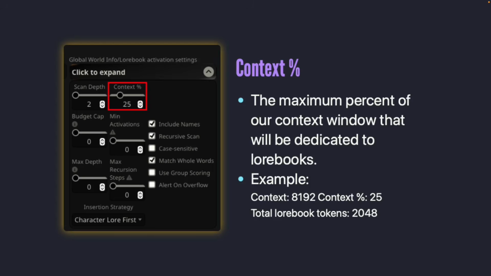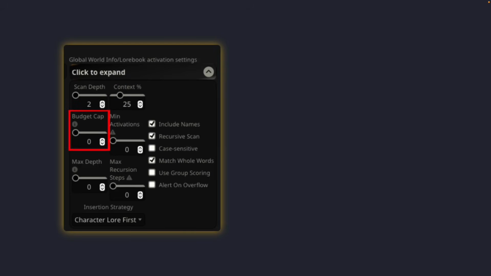And one thing that is important to know is sometimes you just don't want a lot of information. Suppose you just started a conversation and you have maybe 1,000 tokens of conversation, and then you have a huge context window and you're pushing like 8,000 tokens of lore books. It's going to behave a little bit strangely. But you can also control this with budget cap.